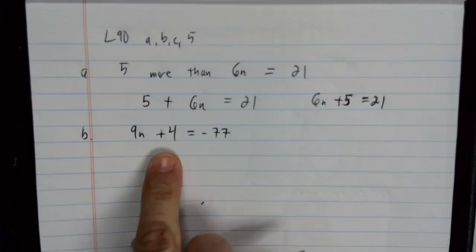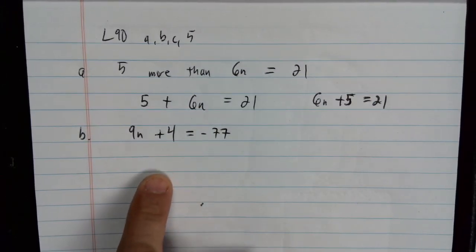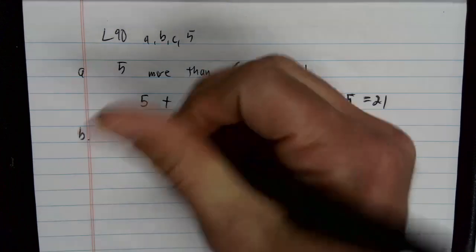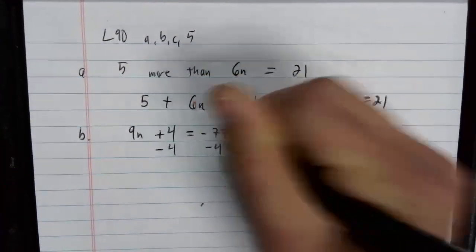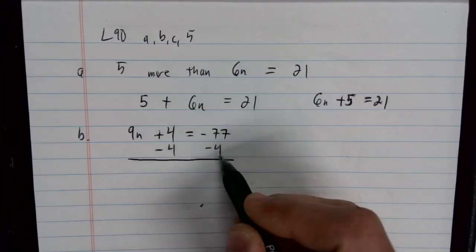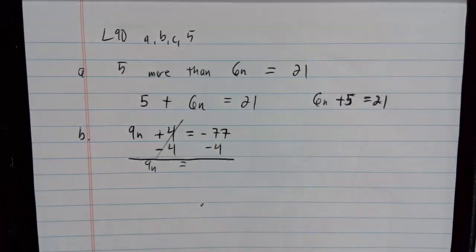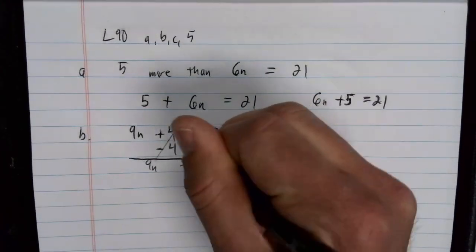So this is a 2-step equation. How do we solve it? We get rid of the constant first. What's the constant that we need to move? The 4. How do I get rid of a plus 4? Subtract 4 from both sides. I'm going to move it to the other side through subtraction. The reason this is okay is because I treated both sides fairly. So I've got 9n equals negative 81.